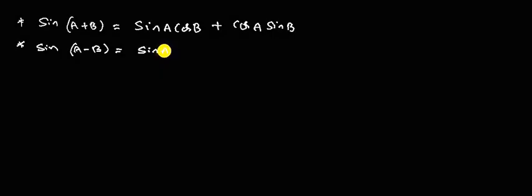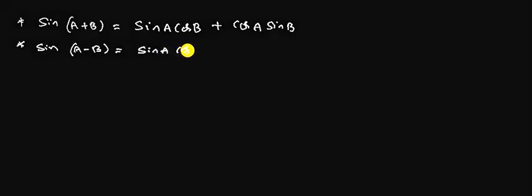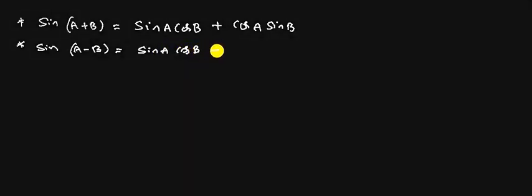And the next result is sin of a minus b is equal to sin a cos b minus cos a sin b.